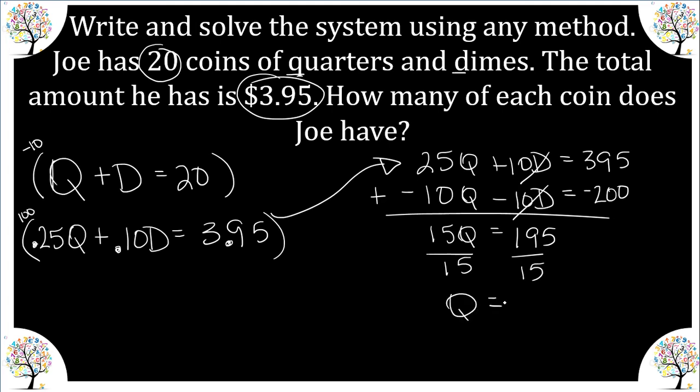That's why I like to use appropriate variables for problems like this. So when I get to the bottom, I know exactly what the variable represented. And so when we divide this, we get 13 quarters. So if he had 20 in all, he has 13 quarters plus so many dimes equals 20. So we're going to subtract 13 from 20. And of course, that's 7.